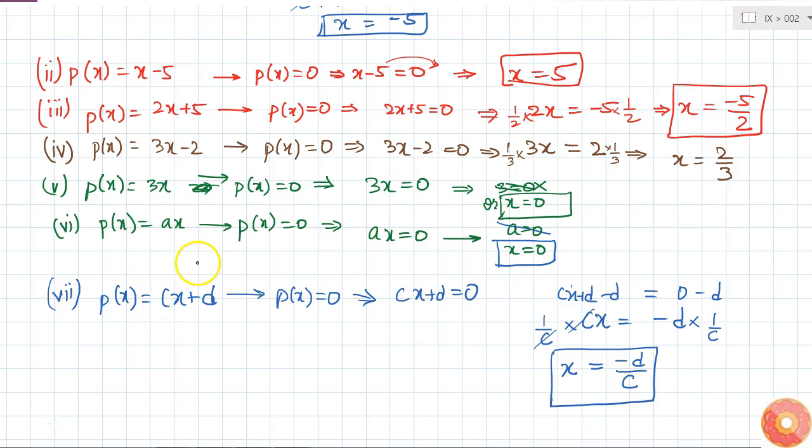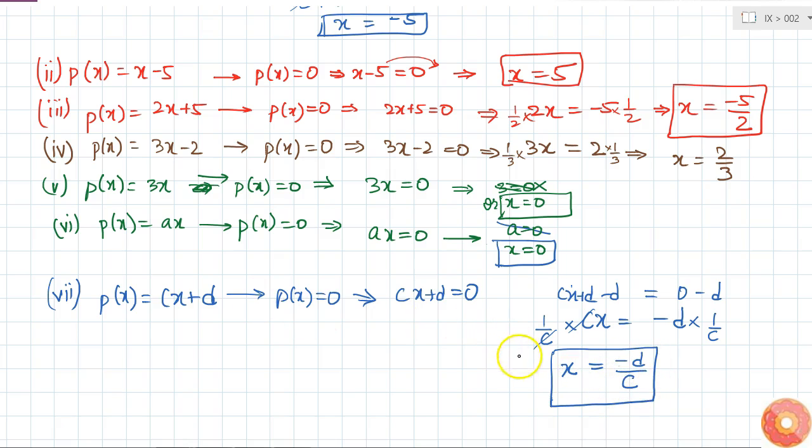This in fact is a very general form. So if I put d is equal to 5 and c is equal to 2, I will get x equal to minus 5 by 2, which is the same as this. So you can see that for any of these different options, I can get the zeros of the polynomial simply by putting the appropriate value of d and c in this expression.